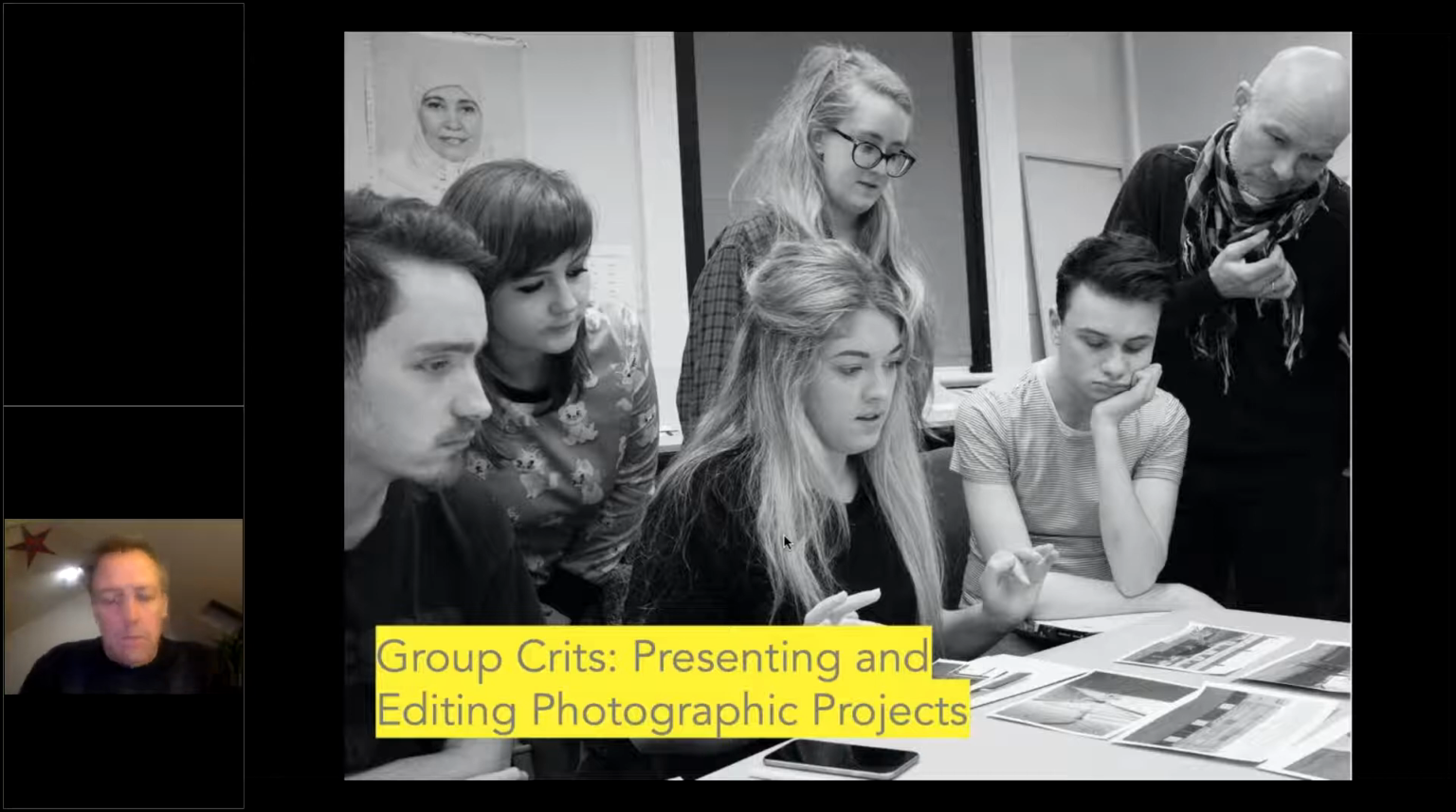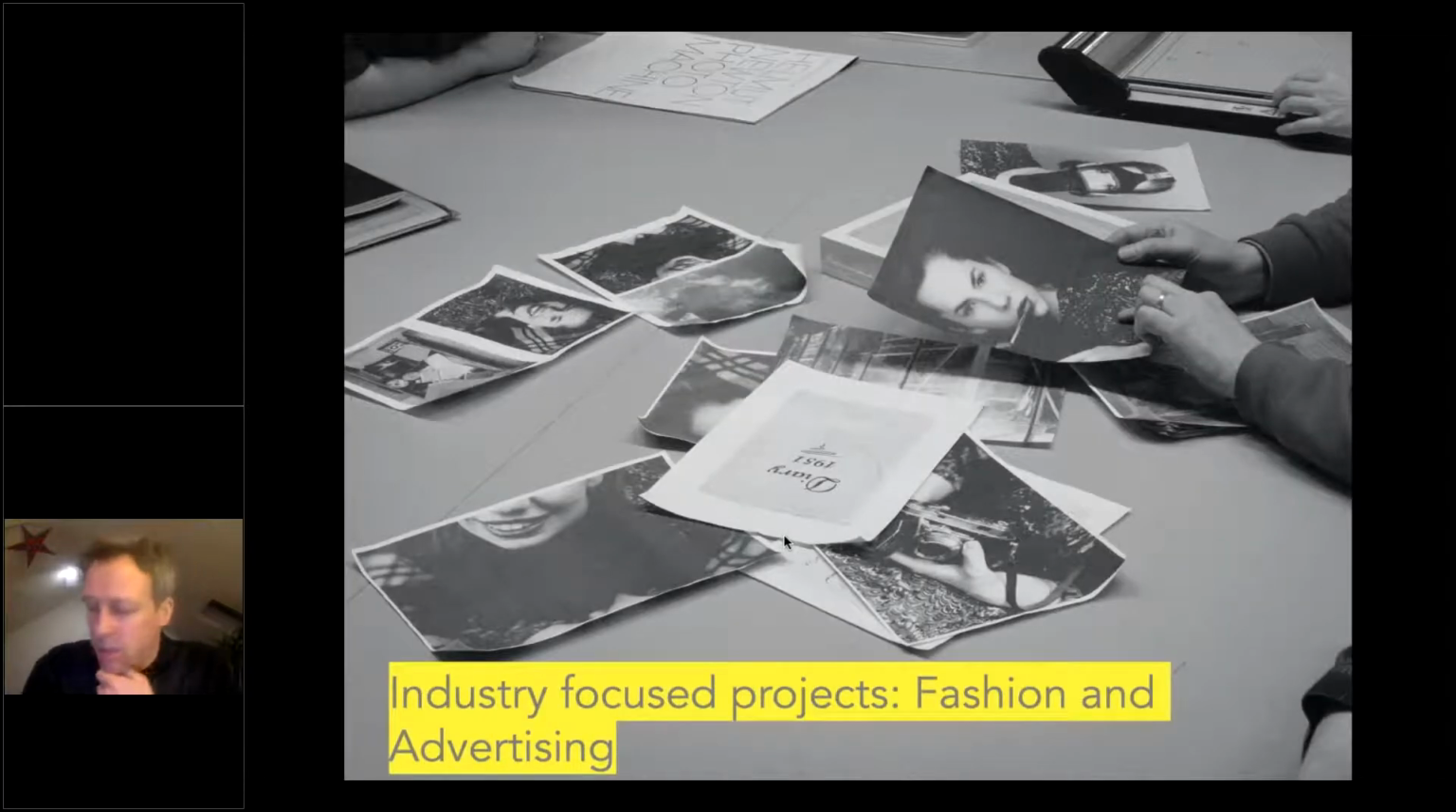When you have a group of people, 25, 30 people, who all share an interest in photography, but are all very different people with very different backgrounds and very different ideas and projects, what you get is a really interesting and a really diverse conversation, and a sense of belonging to a group, while at the same time retaining that sense of individualism and who you are. So group critiques, presenting and editing photographic projects, is a fundamental component of the program that runs throughout the 4 years.